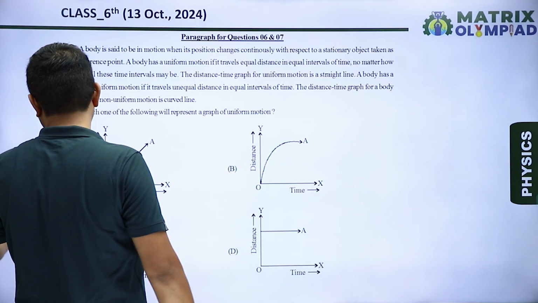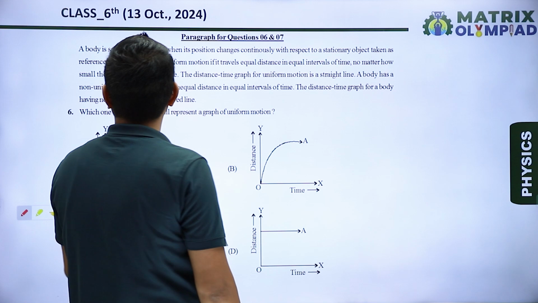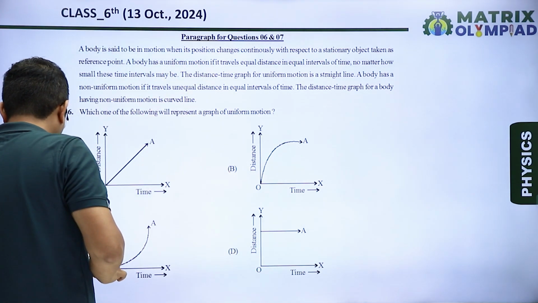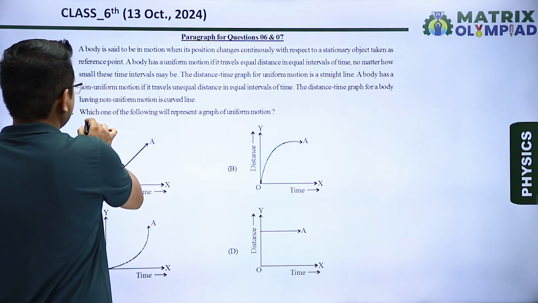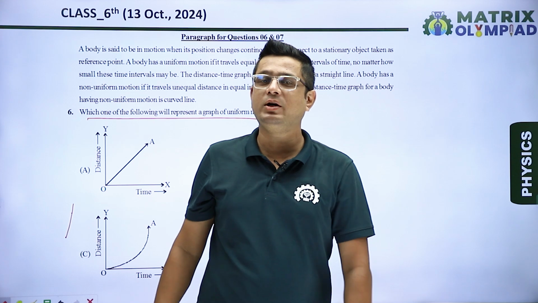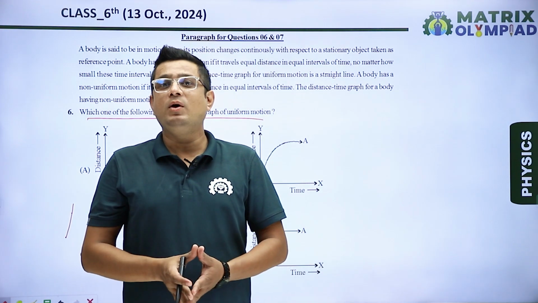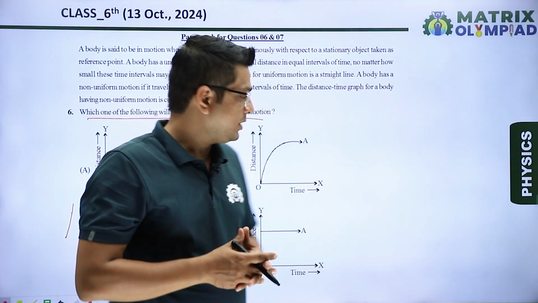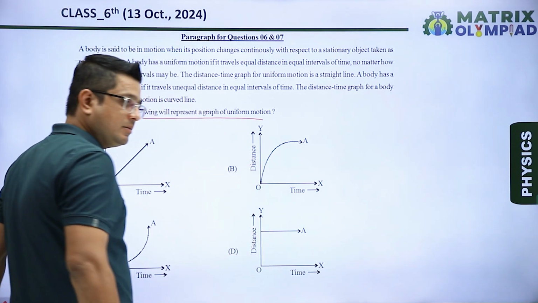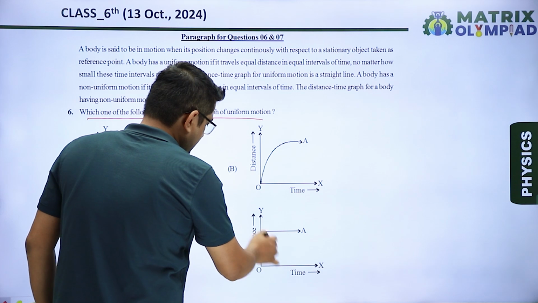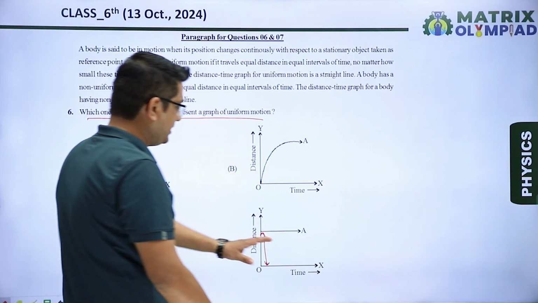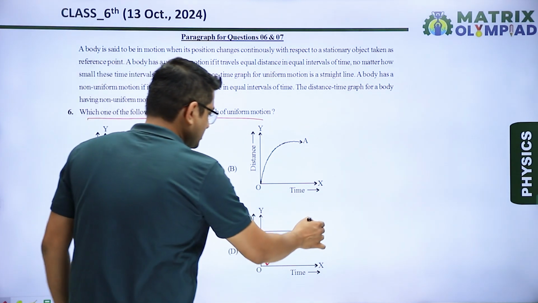Next question number 6. So it is a graphical question based on a paragraph. And on the basis of this paragraph, it is asked in question number 6, which of the following will represent a uniform motion? Uniform motion means the body will travel equal distance in equal time interval. Okay, so we can see, let us start from D option. In D we can see it is a graph between distance and time, and distance is fixed, it is not changing. That means it is representing that particle or object is at rest. So this is not true.